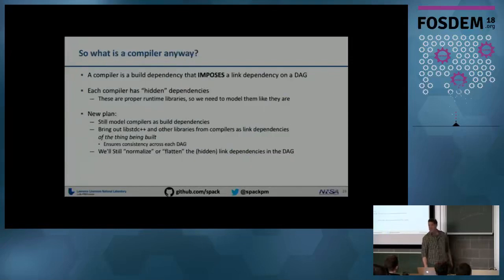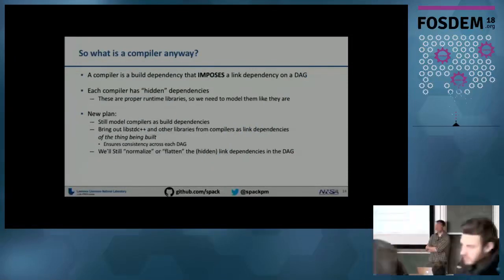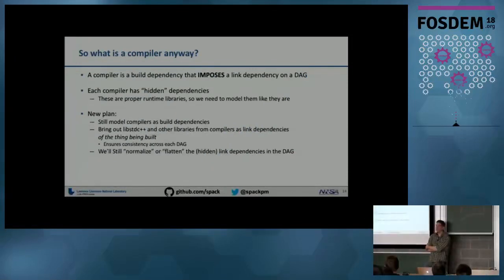So what is a compiler? It's a build dependency that imposes some link dependencies on the things that it builds. And so in this case, it's the runtime libraries. It's things like libstdc++, it's glibc, although I'm not going to cover that here. It's all the different libraries that are bundled with the compiler that you don't see on the link line. And so what we have to do is add hidden dependencies to the DAG and normalize them like we did originally, where we only have one instance of them for the whole DAG.